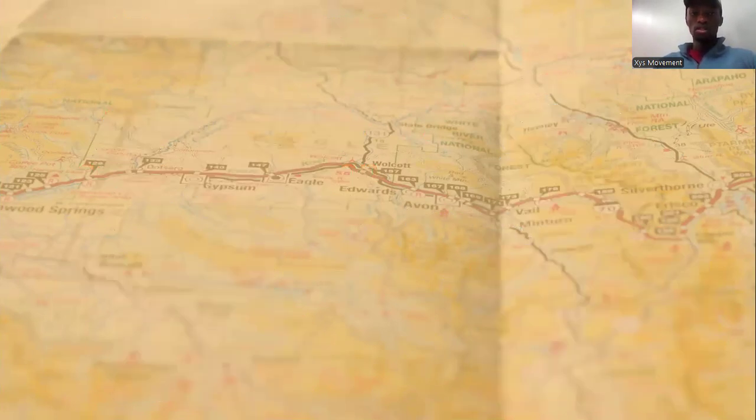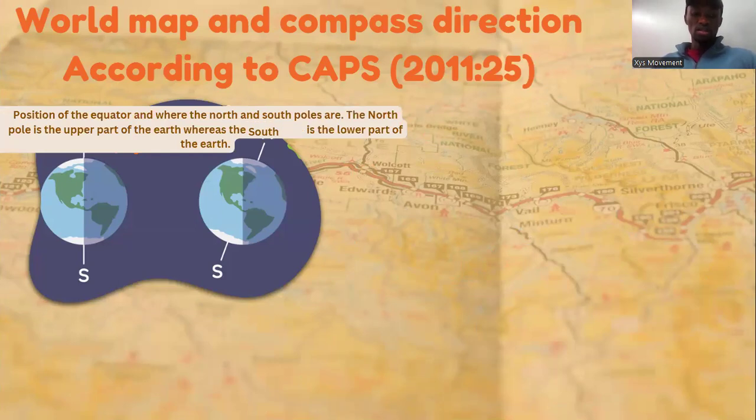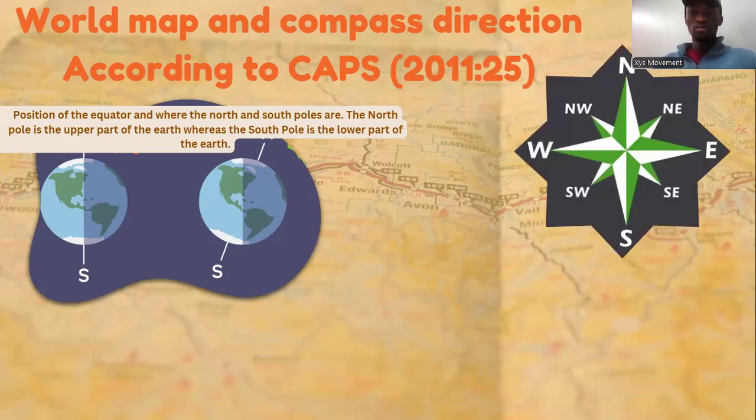So let us continue. In terms of the first topic that needs to be covered according to CAPS, we are going to learn about world map and compass direction. You'll find it on page 25. What it says is that we need to cover the position of the equator and where the North and South poles are. What you have to know is that the North Pole is the upper part of the Earth, whereas the South is the lower part of the Earth, where South Africa, according to what you can see on this wonderful picture here, is part of the South Pole.